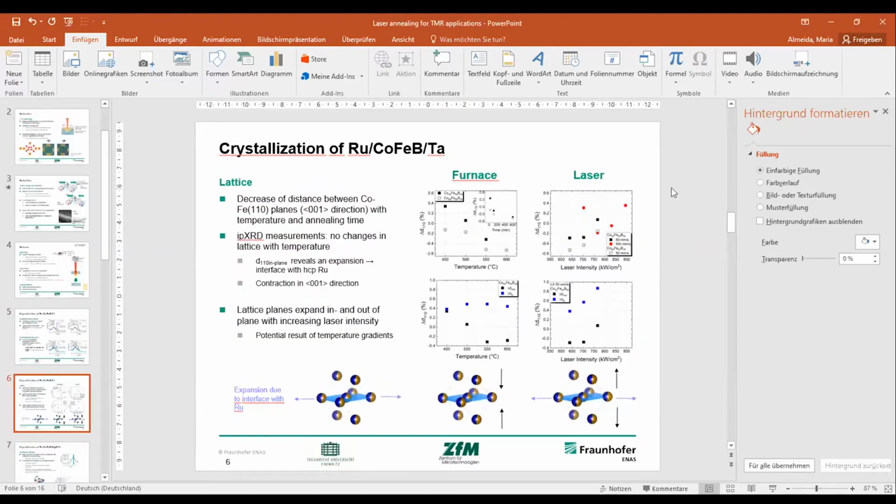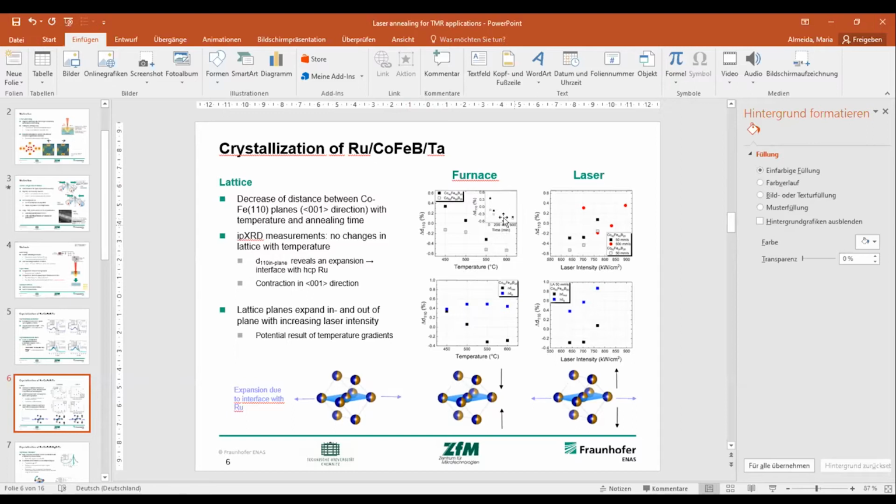But continuing our study, it was then necessary to also understand if there were some changes to the lattice between the two methods. Because on one hand, we have the furnace annealing, where we have a very constant and uniform temperature, and with the laser it is exactly the opposite. So we have large temperature gradients, and it's a very dynamic process.